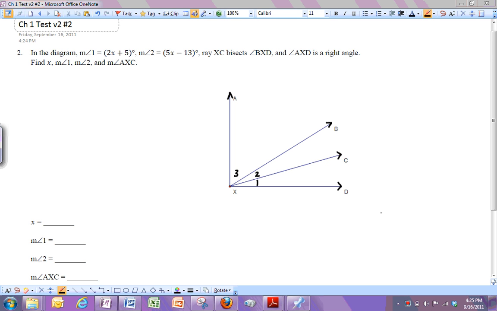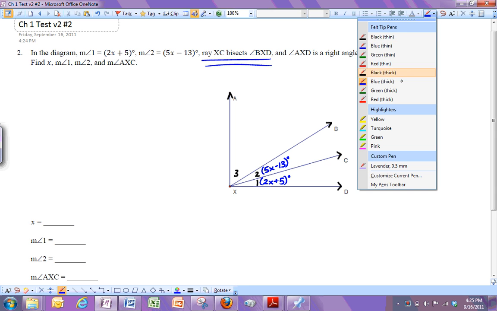All right, let's look at chapter 1, the second version of the test, number 2. In this one, we have the measurement of angle 1 is 2x plus 5, so I'm just going to label that right away. 2x plus 5. And angle 2 is 5x minus 13. And angle 3 we don't know. They tell you XC bisects BXD.